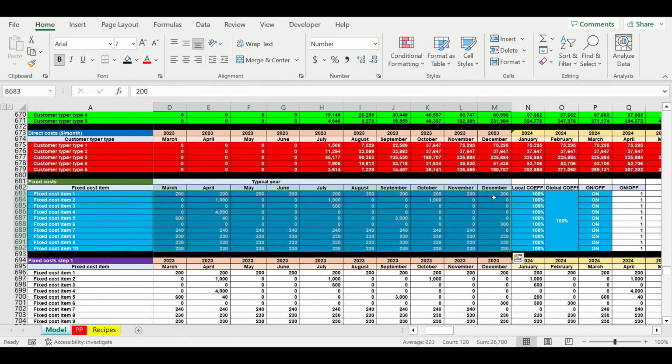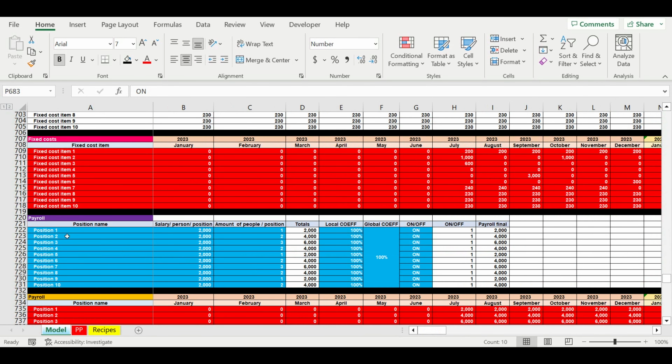Then we move to payroll. This is the list of positions, salary per person on one position, amount of people on each position, local and global coefficients, and switching on and off buttons.